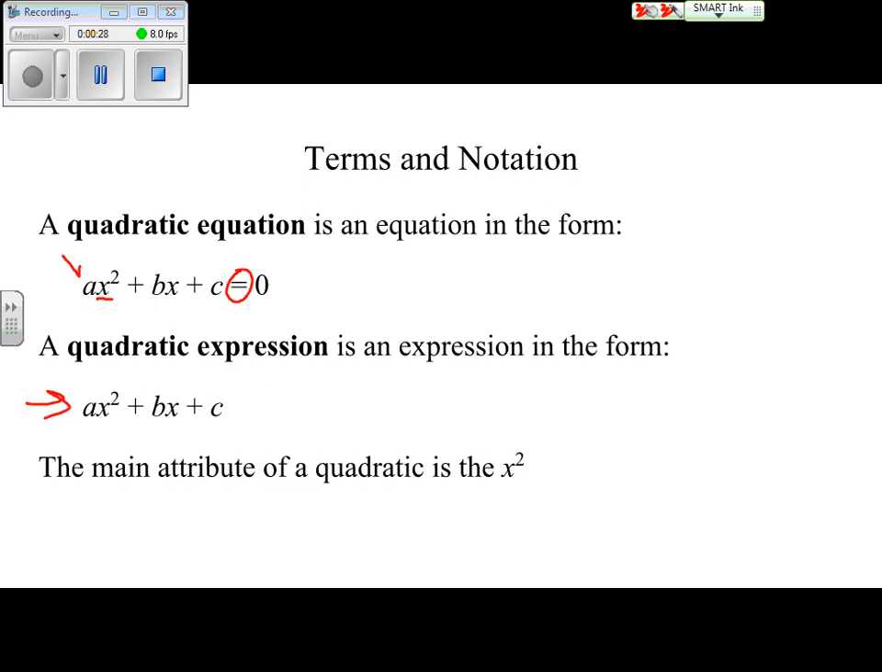Today, once again, we are going to be looking at quadratics that have an a value that isn't 1. Everything that we've looked at before has just been x squared plus bx plus c. Now we are going to actually have things like 2x squared or 5x squared.